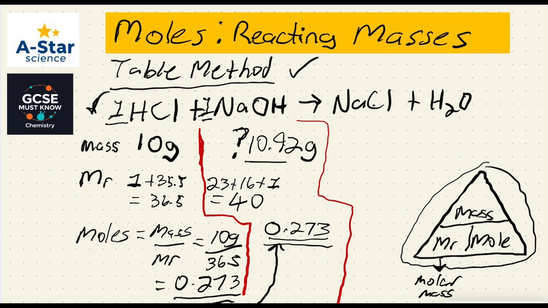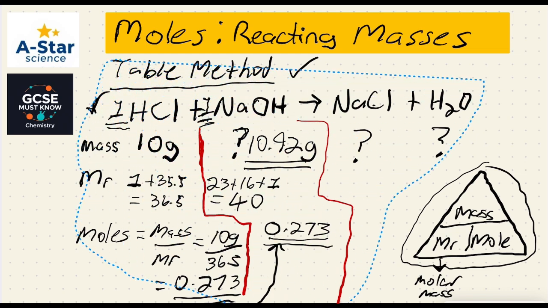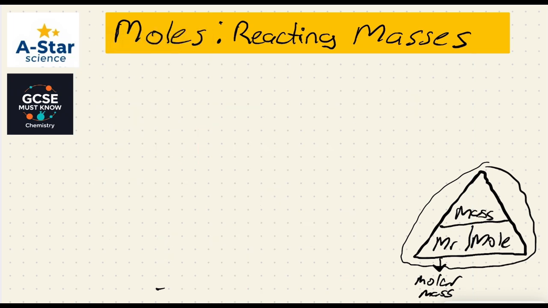That means our answer is going to require 10.92 grams of sodium hydroxide to react with the 10 grams of hydrochloric acid. And if we wanted to, we could find out how much sodium chloride it would produce, and how much water, by following this same method, which I call the table method. Now let's look at one more example, because sometimes the moles do not always act as a 1-to-1 ratio. But if you follow the same steps that I just followed, it would be quite easy.